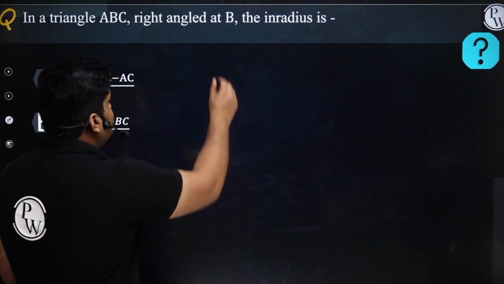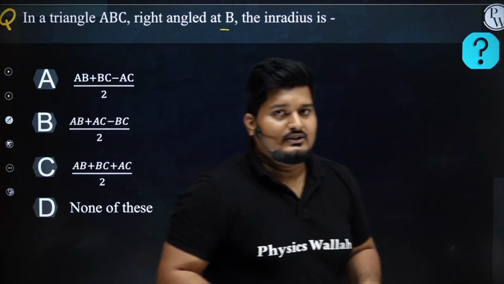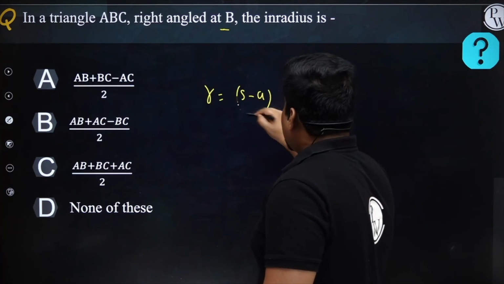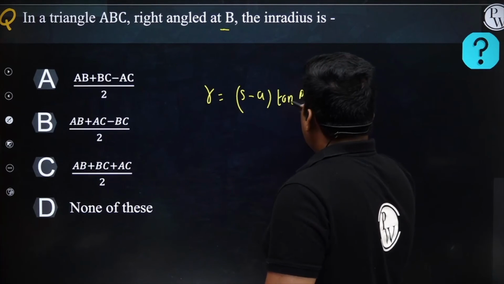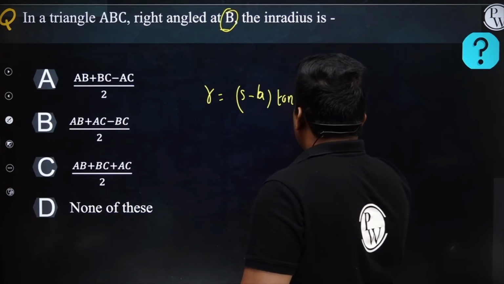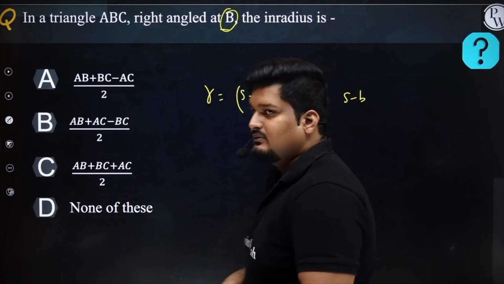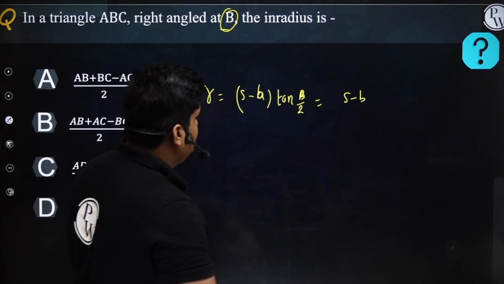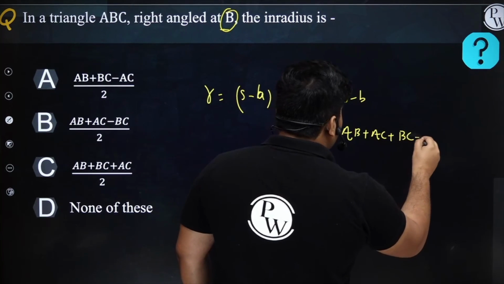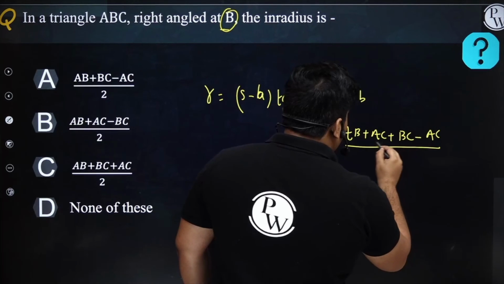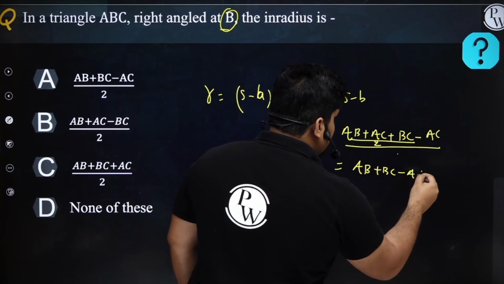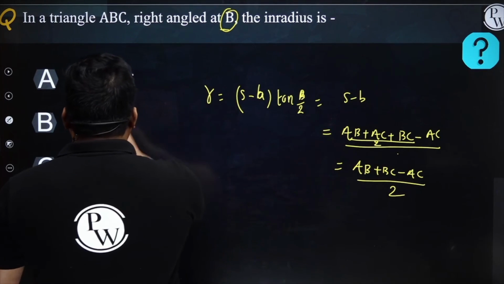Triangle ABC is right angled at B, then the inradius is. So I think we already have used it. What is small r? Small r will be equal to S minus A times tan B by 2, S minus B times, because it is right angle at B, so we'll use this formula, tan B by 2. So it is equal to only S minus B, right? And what is this? S is (AB plus AC plus BC) divided by 2, minus side AC. So this will be (AB plus BC minus AC) divided by 2.